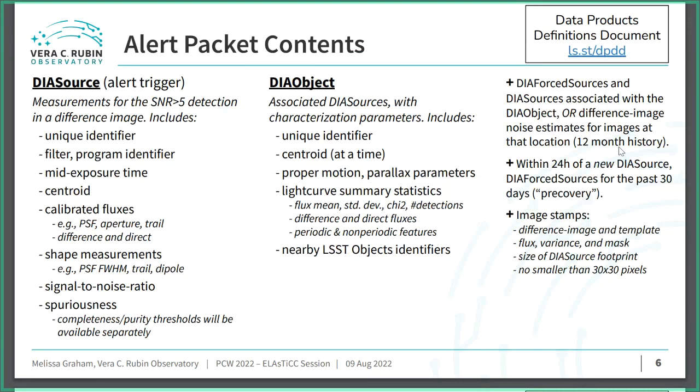Yeah, so that alert record also includes if there's a history of forced sources. So if we saw it and then it went below detection threshold and then it came back, those forced sources are also included in the alert. So it's in that history.